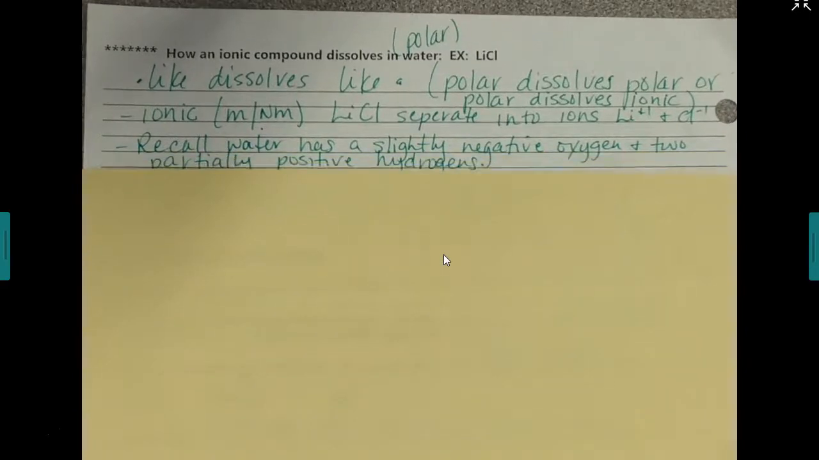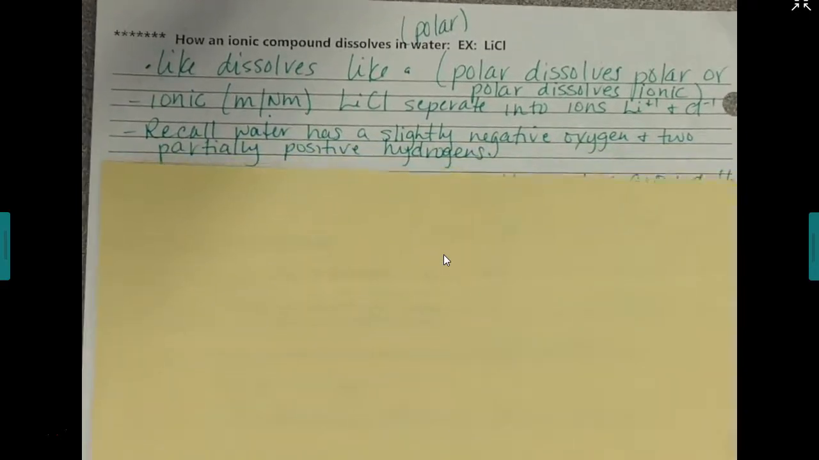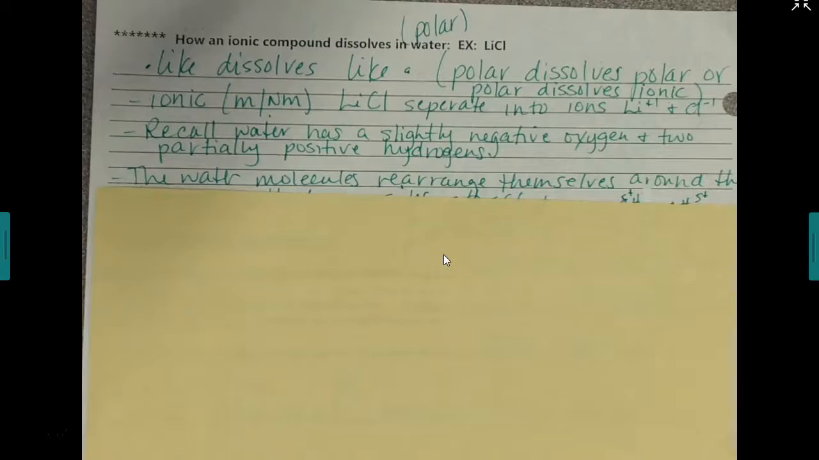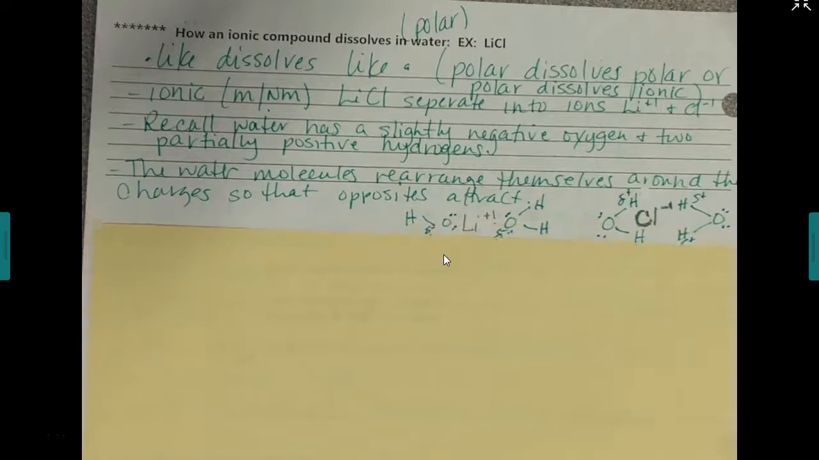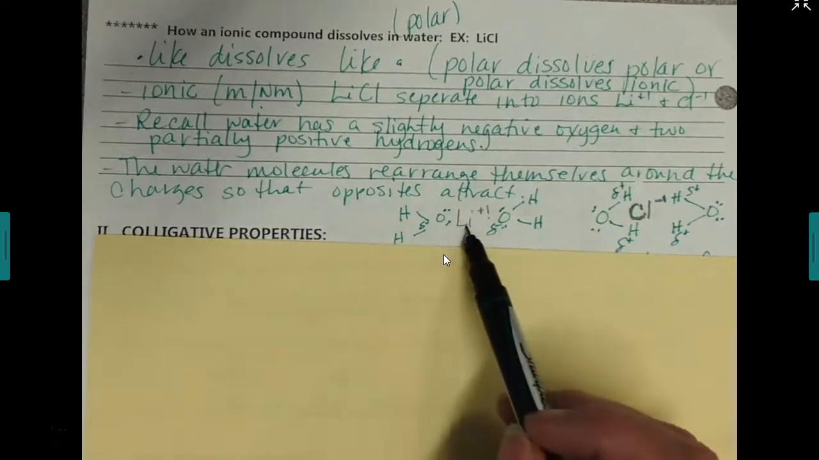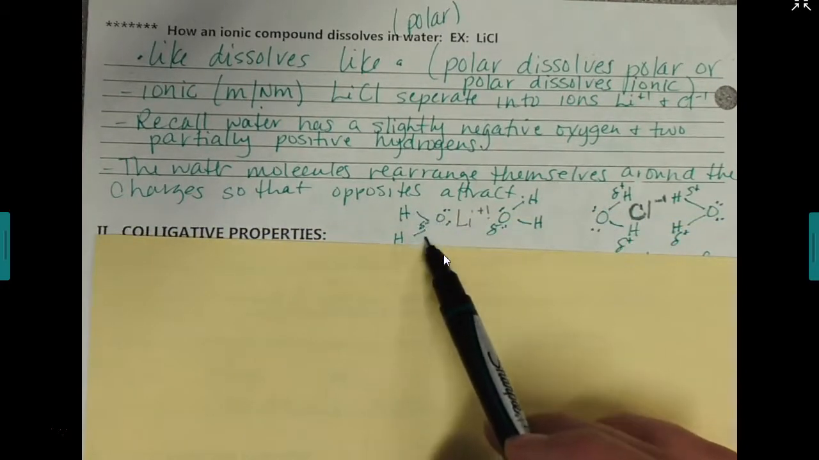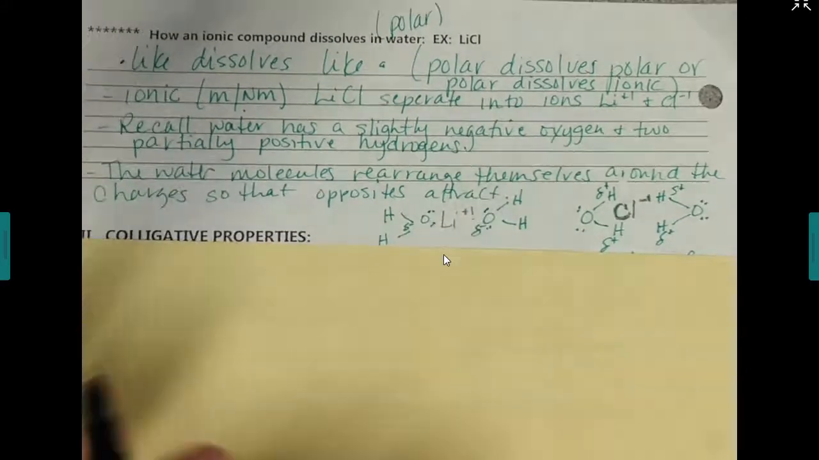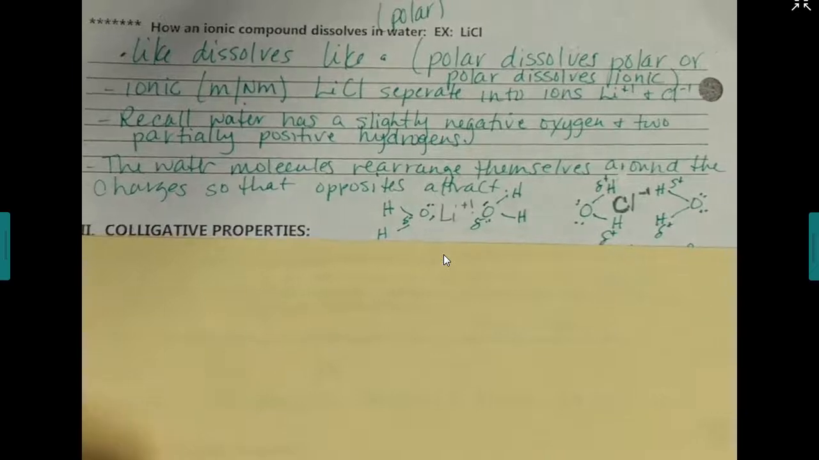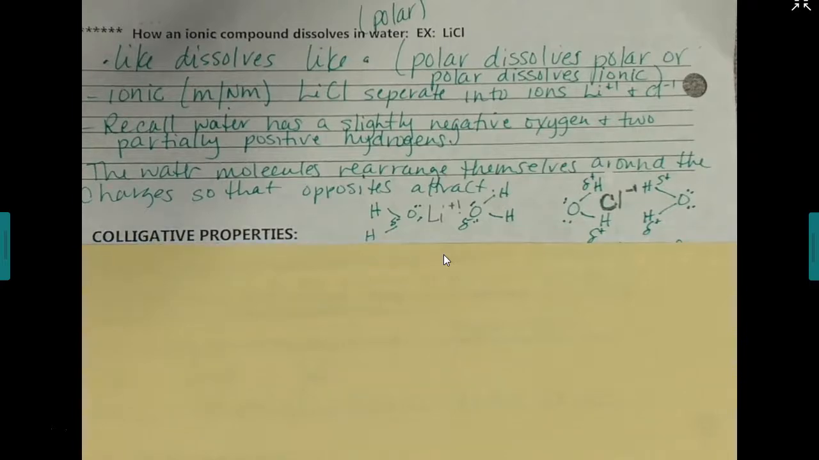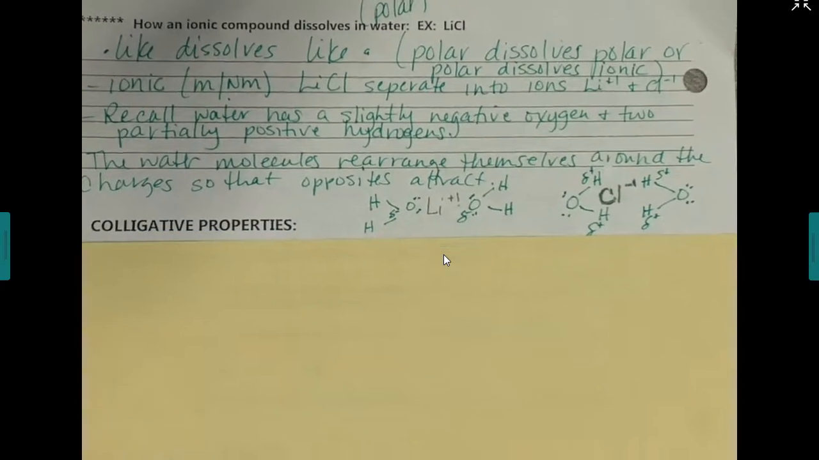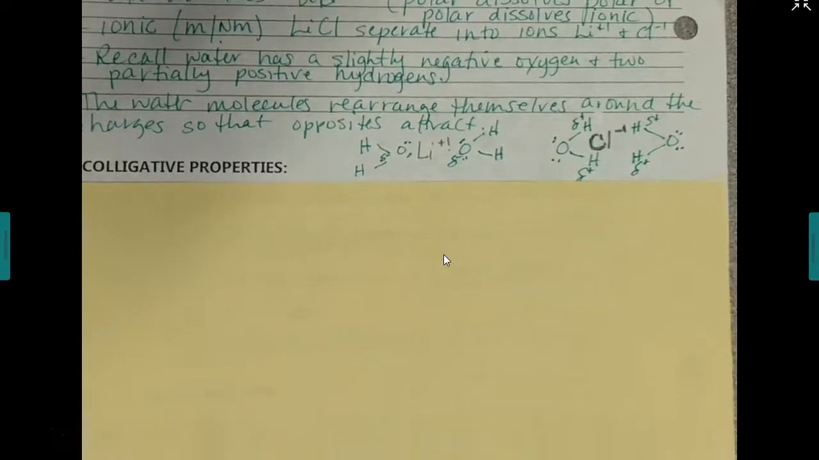Recall, water has a slightly negative oxygen and 2 partially positive hydrogens. The water molecules will rearrange themselves around the charges so that opposites attract. So if we have a lithium +1 and a chlorine -1, those water molecules will change around so that the oxygen is attracted to the positive cation and the hydrogens will be attracted to the anions. Like I said, hit pause so you can catch up.